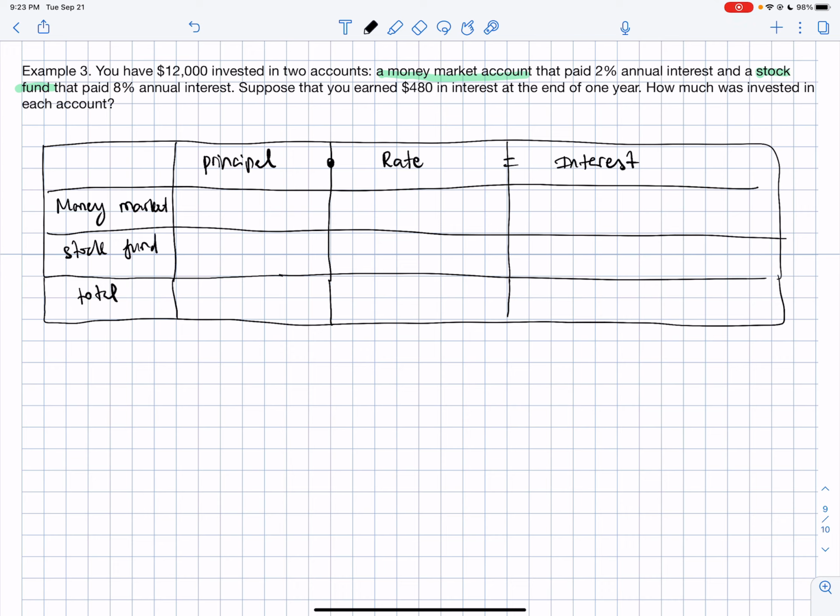So we learned the formula before, P times R equals I. There's a T also, but we are talking about 1 year. So if T equals 1, then it becomes P times R times 1 equals I. Okay, so let's fill out the numbers.